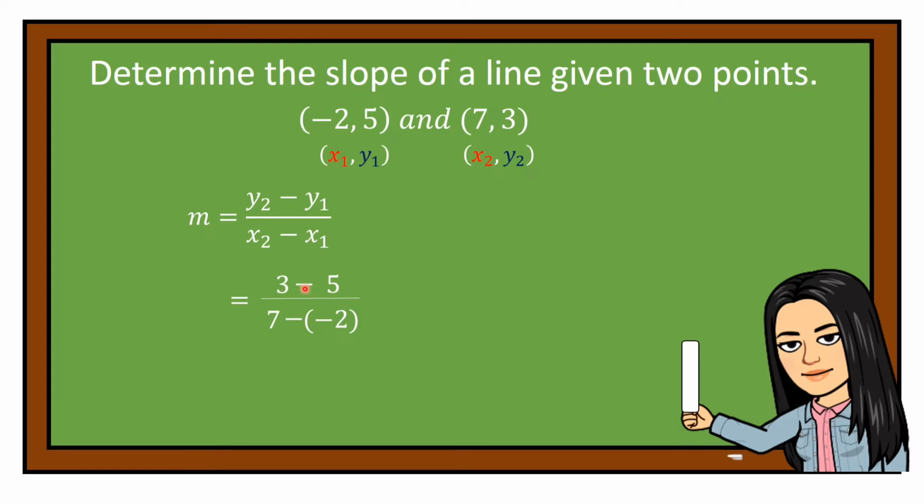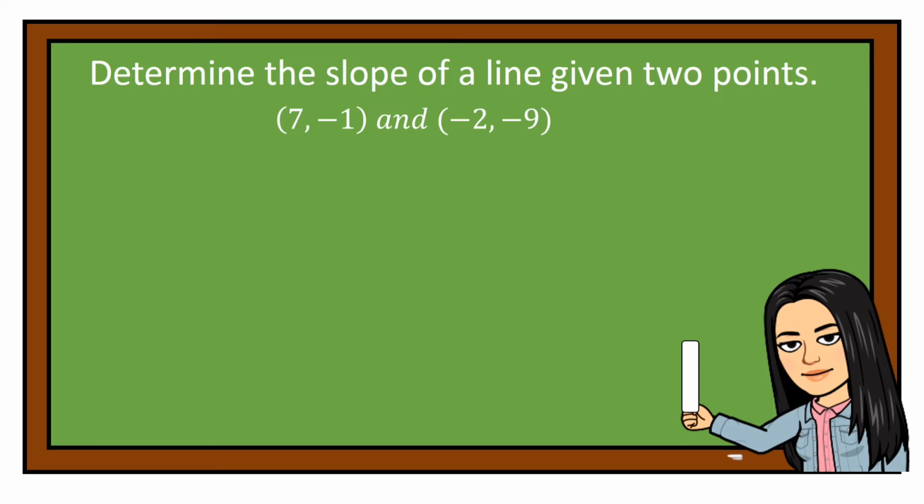Okay? Since meron tayong subtraction sign here at negative ang value ng ating x sub 1, so we have to enclose this in a parenthesis. So that would be equal to 3 minus 5 is equal to negative 2 over, so we have here 7 plus 2, so this will become plus since negative times negative would be equal to positive. So 7 plus 2 is equal to 9. So our slope is negative 2 over 9.